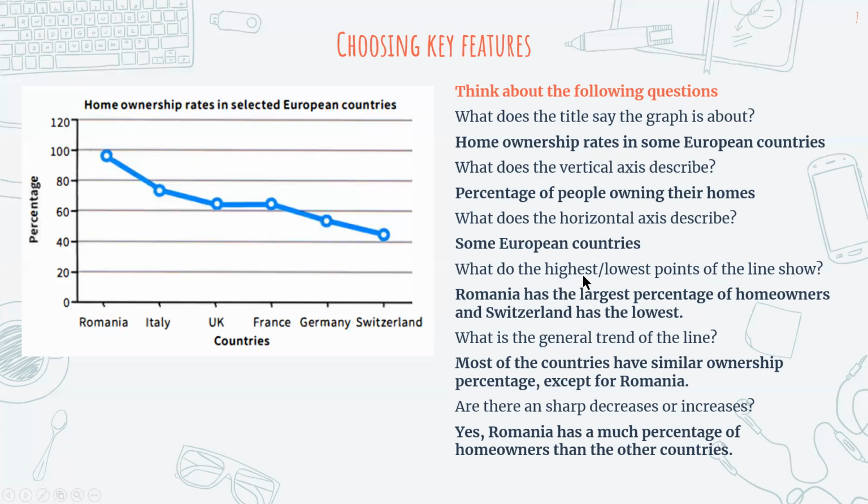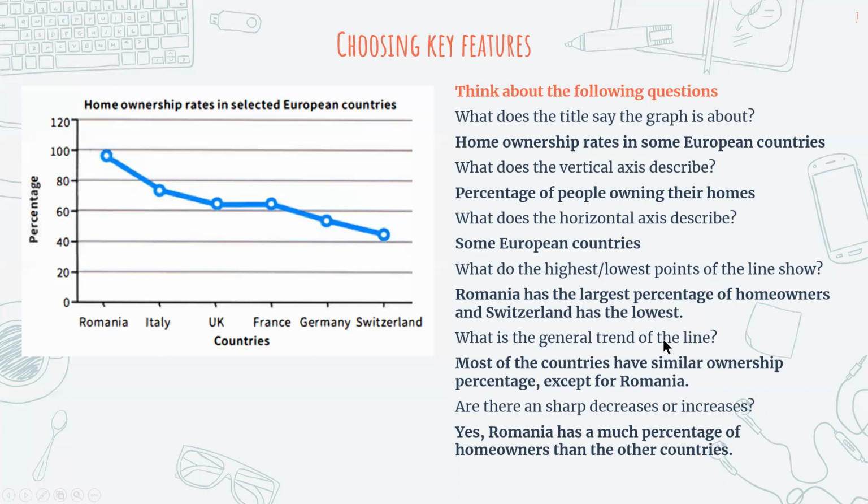Okay. What do the highest and lowest points of the line show? So this is the highest point on the line graph, and this is the lowest point. This is what you need to report. Okay, the big differences. So Romania has almost 100%, or 100%, homeowners. But Switzerland has the lowest.